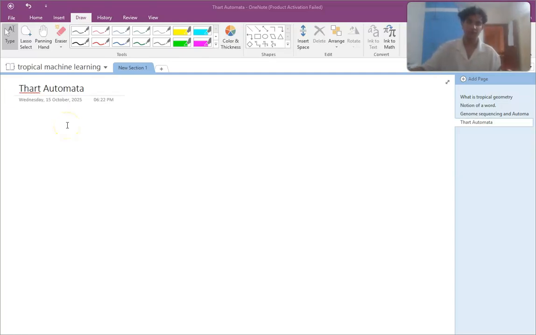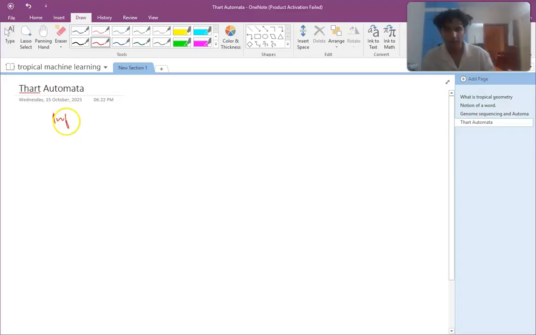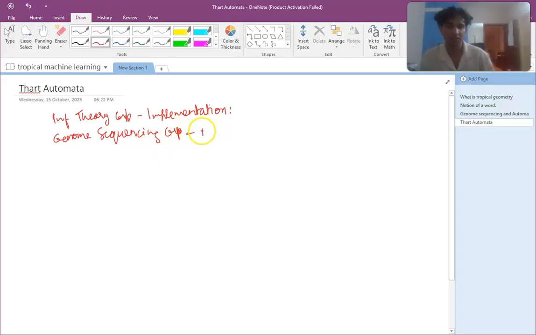Okay, so hello. Now we will be talking about third automata, and today's concept will have applications in two of our research groups. The first research group will be the information theory group, which is responsible for the implementation, and the genome sequencing group, that is responsible for the practical application.